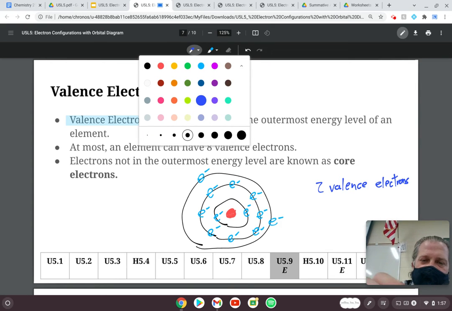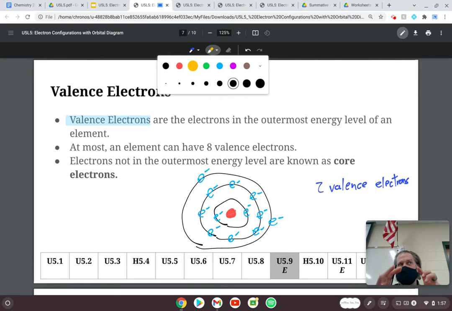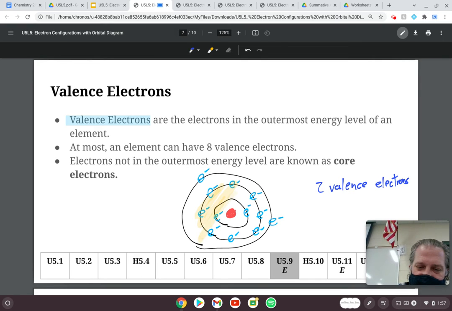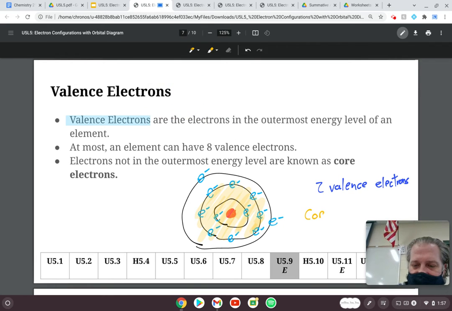The highest or greatest number of valence electrons that an element can have is 8. Now, all of the electrons that are not in the outermost energy level, or that are in energy levels lower than that, so basically I'm referring to these electrons here, all of those electrons are called core electrons. If I count up the core electrons, there's 8 in the second ring and 2 in the first ring, so that gives me 10 core electrons.